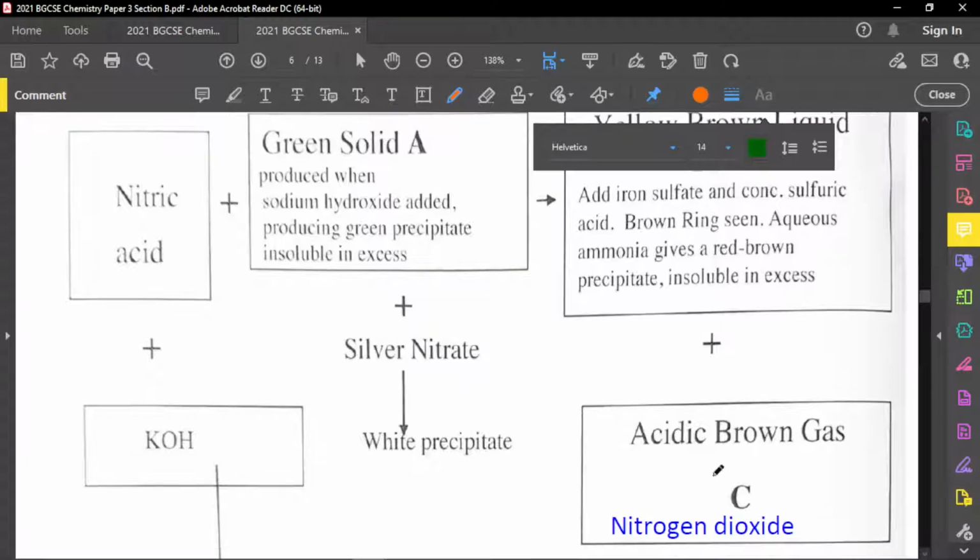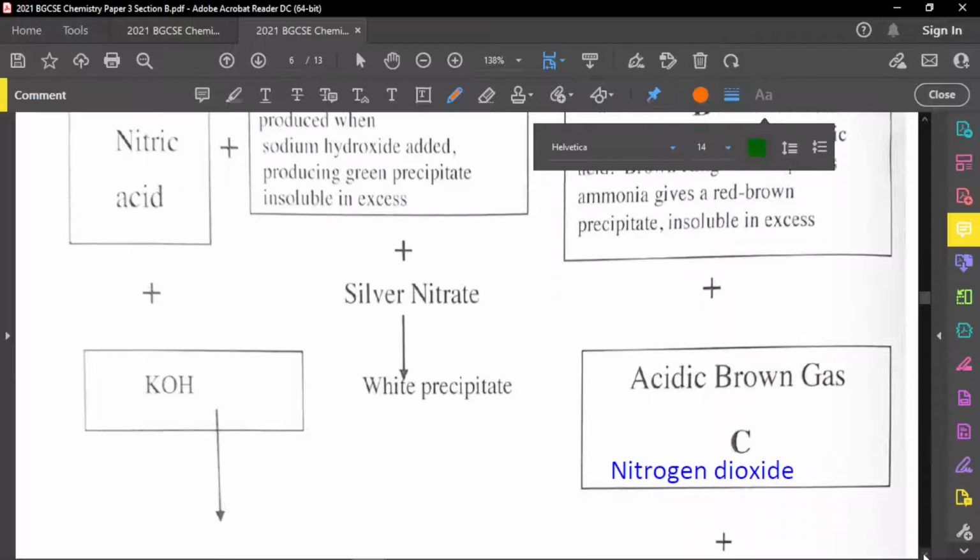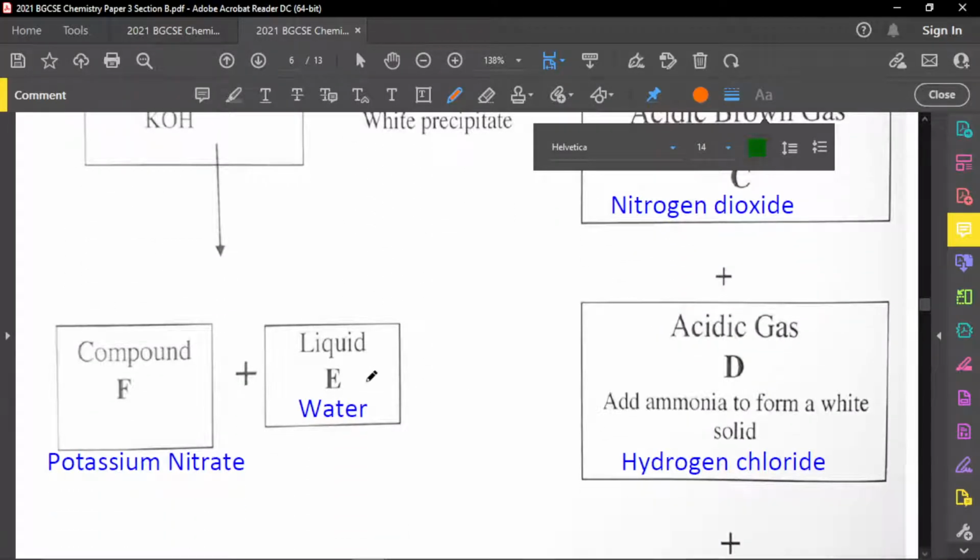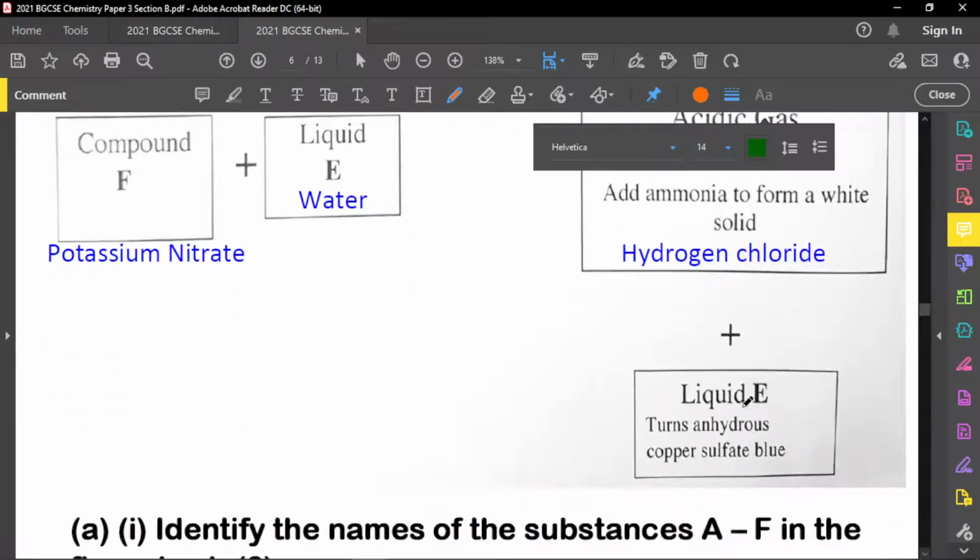If you have nitric acid, an acid, reacting with a base or alkali, what you get must be salt and water. So you get compound F and liquid E. We know that liquid E will be the water, and compound F will be the potassium nitrate that is formed between the potassium hydroxide and nitric acid. Just to make a note, at the bottom of this chart they also have liquid E, so both of them are the same thing. So here is also water as well. These are the same thing.